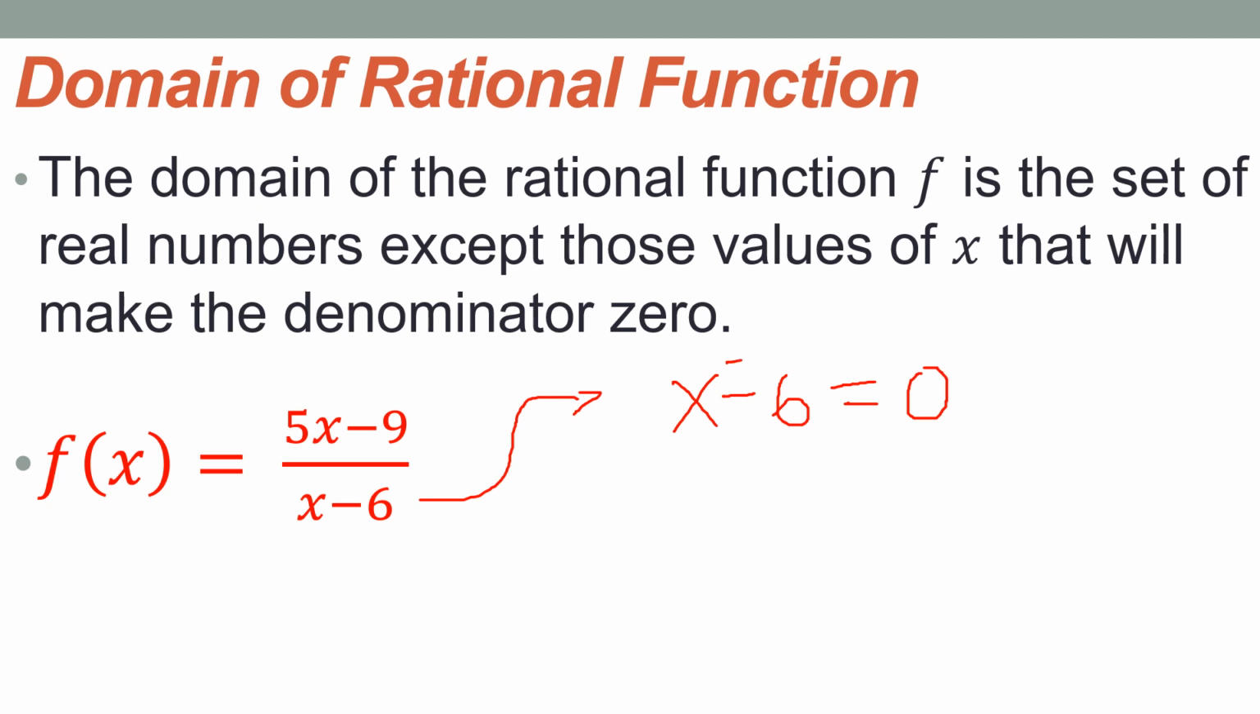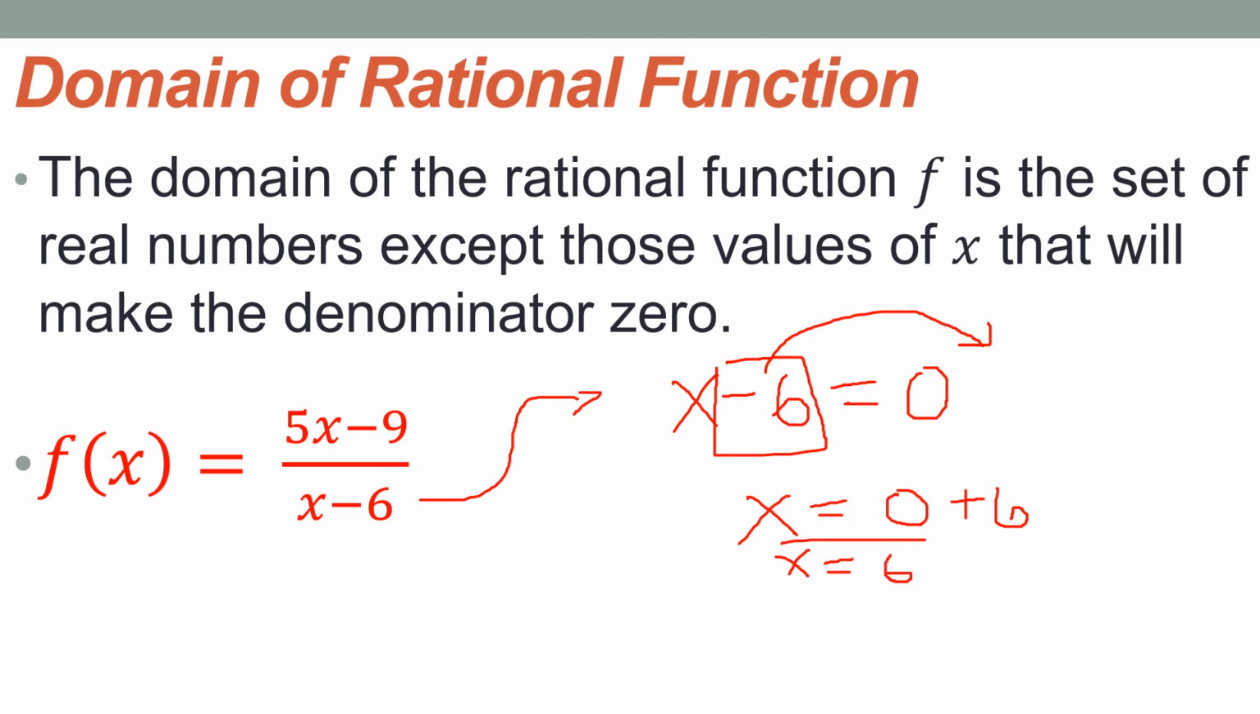So we have here negative 6 will be transposed to the other side, though there is no actual transposition in mathematics, but we are doing it. So x minus 6 is equal to 0 would be x is equal to 0 plus 6. Okay? And x is equal to, what is 0 plus 6? That is equal to 6. Meaning to say, if our x would be 6, the denominator would be 0, making our rational function undefined. Okay?